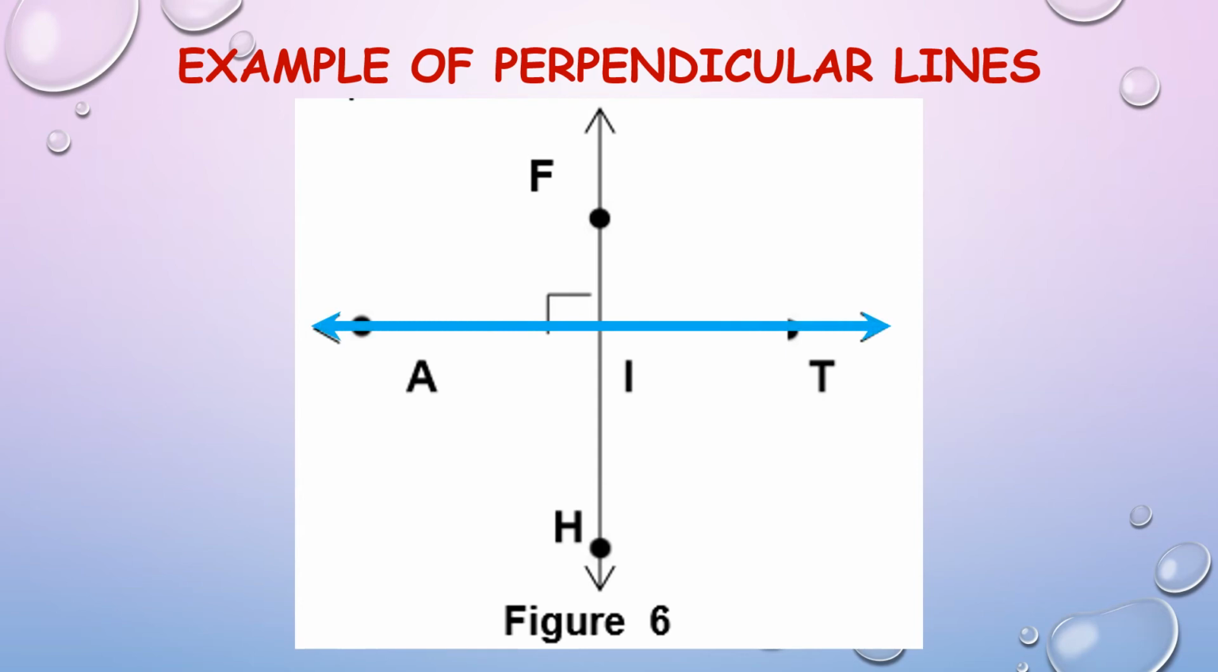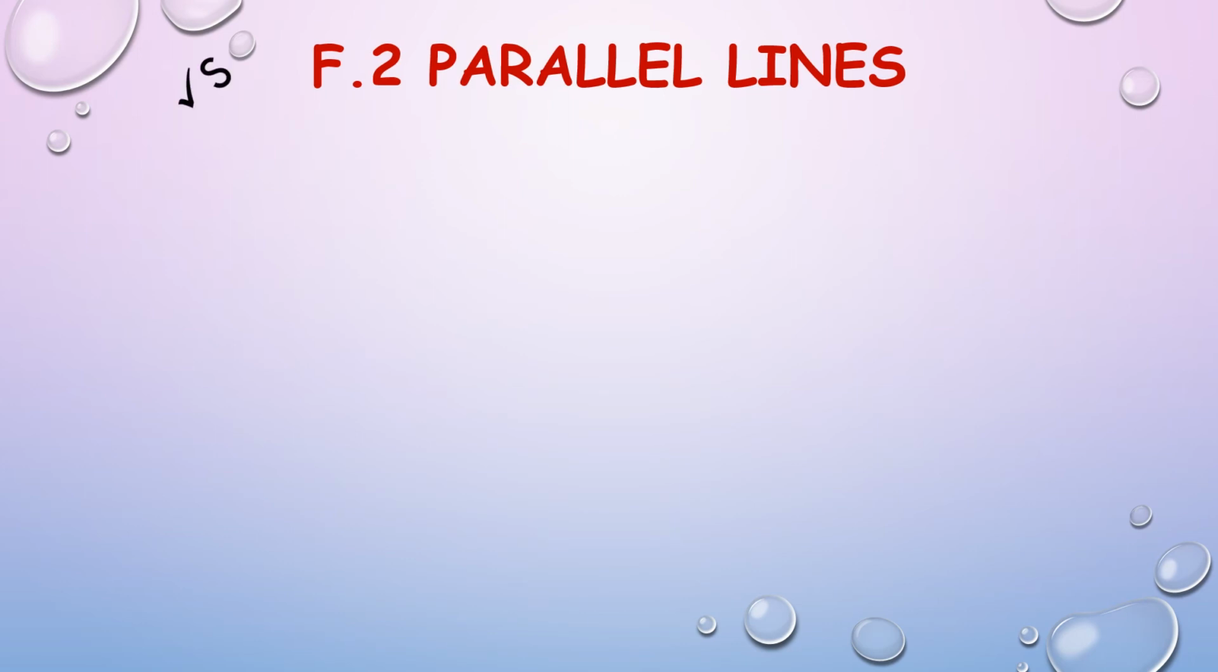So in this figure, line AT and line FH intersect at point I to form right angles. Okay, so take note of this symbol, this one. This indicates that the angle is right. So we say that line AT is perpendicular to line FH. In symbol, we write line AT, take note of the symbol for line and the perpendicular symbol, then perpendicular to line FH.